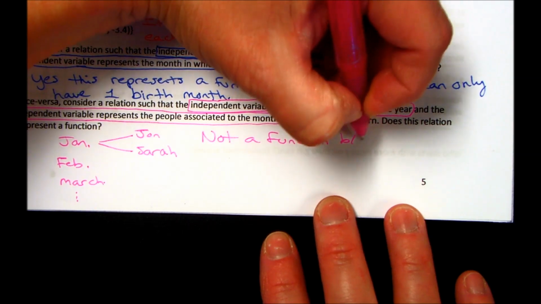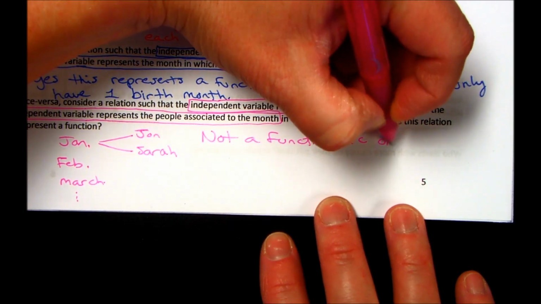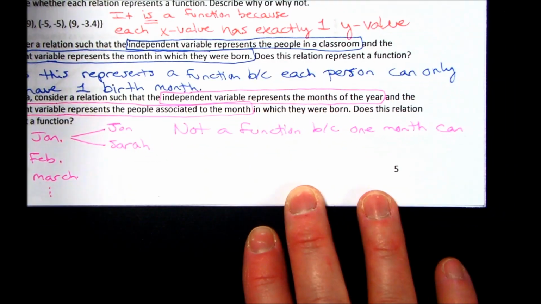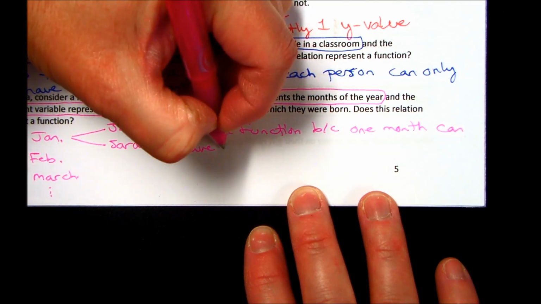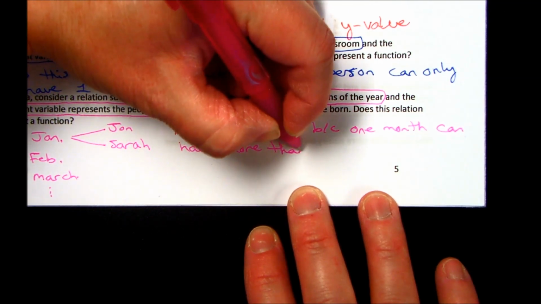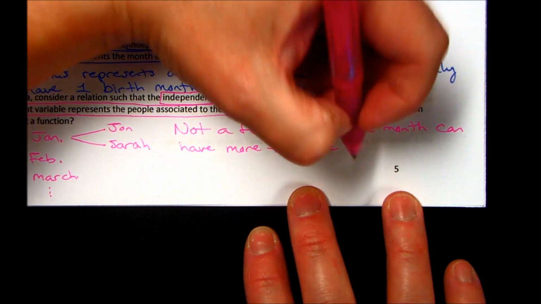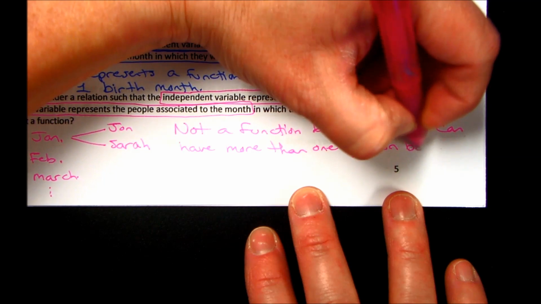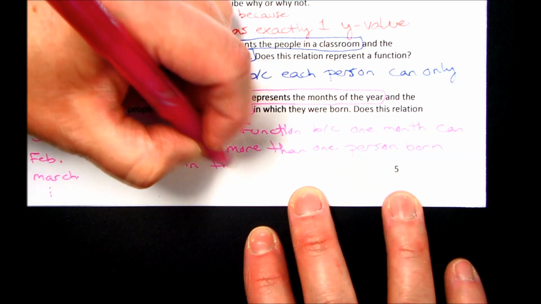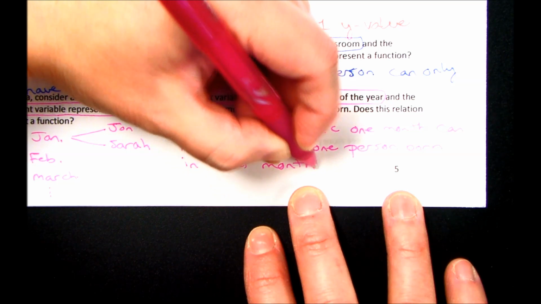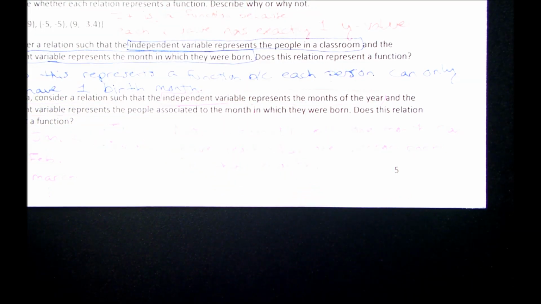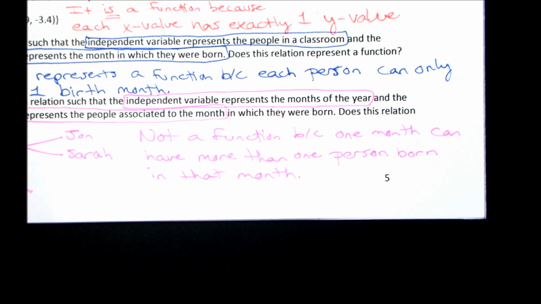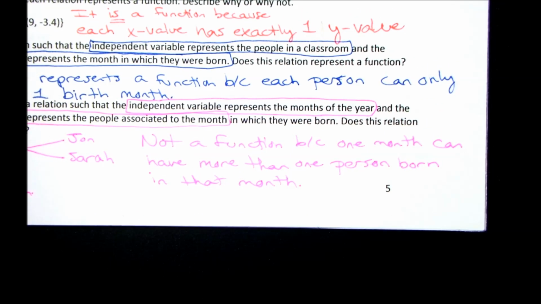Again, because 1 month can have more than one person born in that month. So there may be more than one person born in that month. Might have been a better way of saying it, but oh well. So hopefully you made sense of that. Moving on now to the next problem.